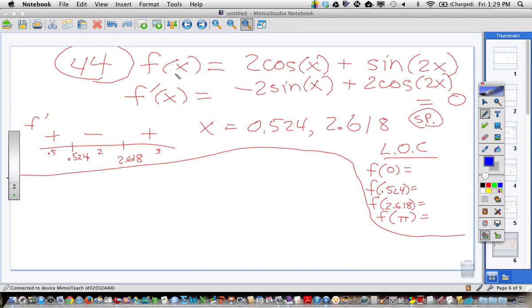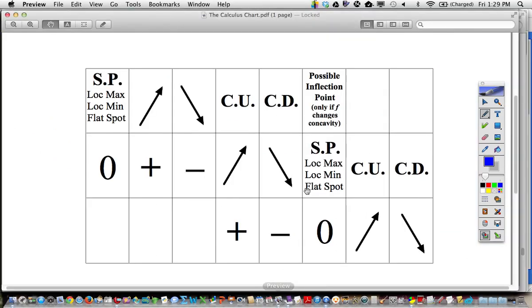Where is f concave up? Where do we look for concave up? We can tell when f prime is increasing, when f double prime is positive. How do we tell when f double prime is positive? Same way we told if f prime was positive. We do a number line.